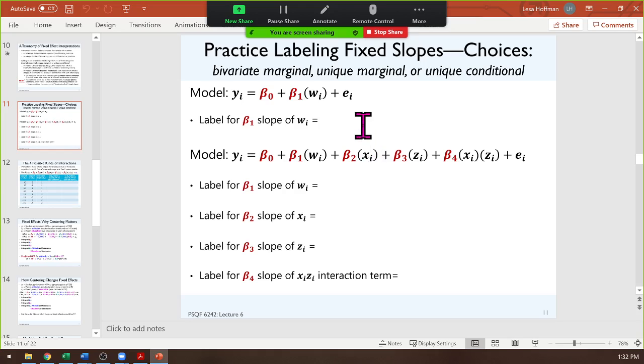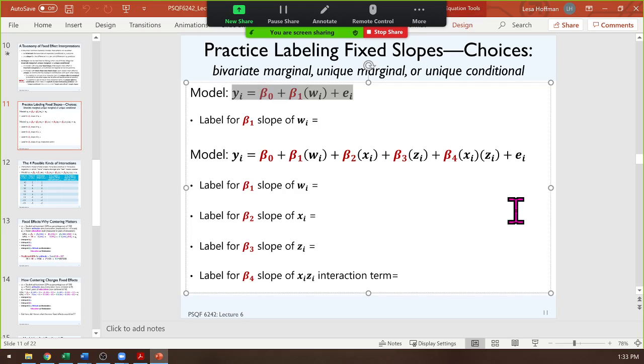So this will be a vocabulary exercise. You can play along with me if you feel like it. So first model, if I have something that looks like this, I have three choices for how I would describe the slope for W. Bivariate marginal, unique marginal, or unique conditional. Which one of those labels do you think this one is? Yeah, we can go 1, 2, or 3 since they're in order. This can be a finger question.